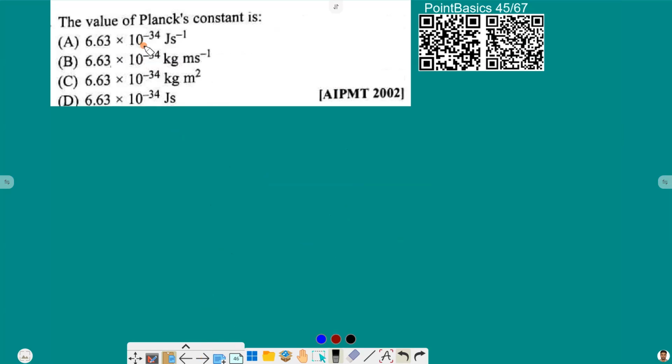In the next one, the value of Planck's constant, and that is well known to us, that is 6.63 into 10 raised to power minus 34 joule second. And if you are confused about the units, then how can you find out? You can find out that E is equal to h nu. So the unit of h will be energy divided by frequency. Now energy has the unit joule, and frequency has second inverse. So this will be joule second. That is option D for us.